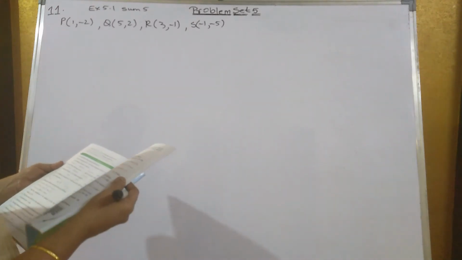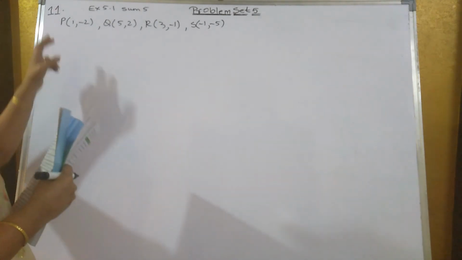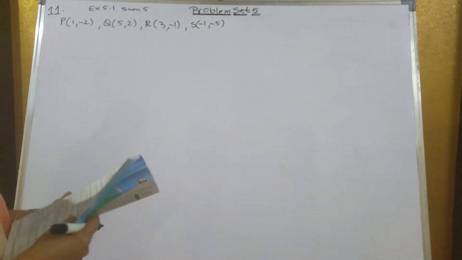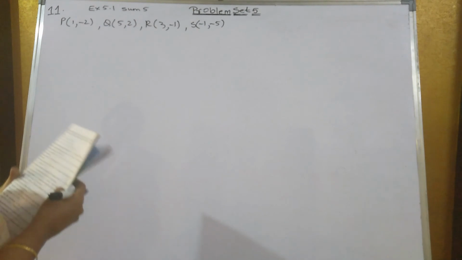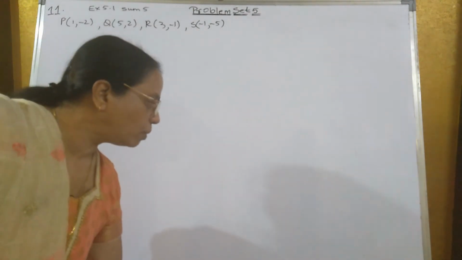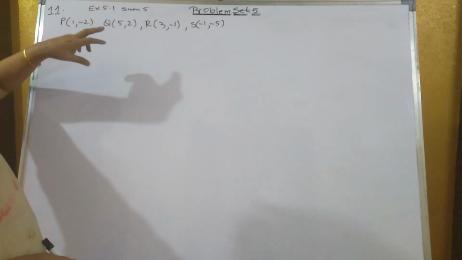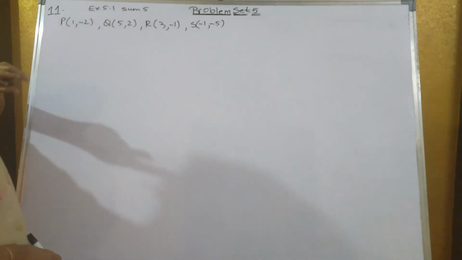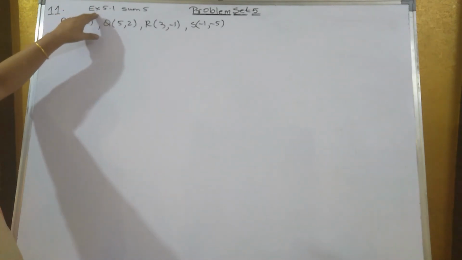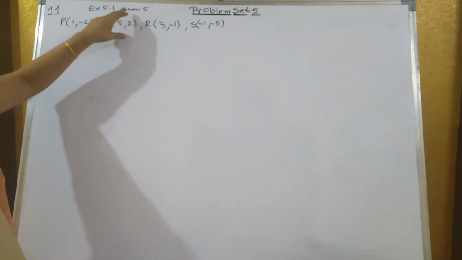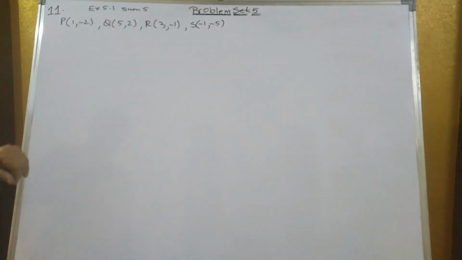Now sum number 11 of problem set 5. We have to show that the points P, Q, R, S are the vertices of a parallelogram. In order to show that, we'll find out the distances PQ, QR, RS and PS, and if you get two opposite sides equal, then it is a parallelogram. It is the same as exercise 5.1 sum number 5, or practice set 5.1, is the same only.